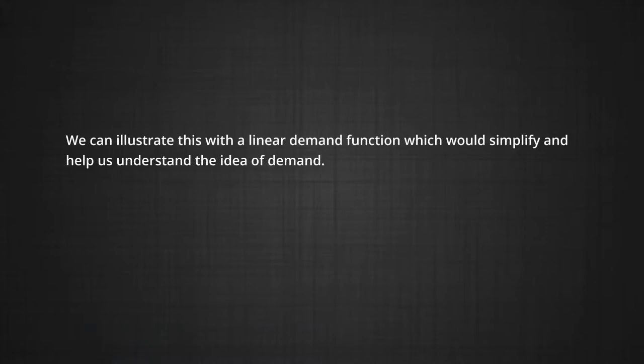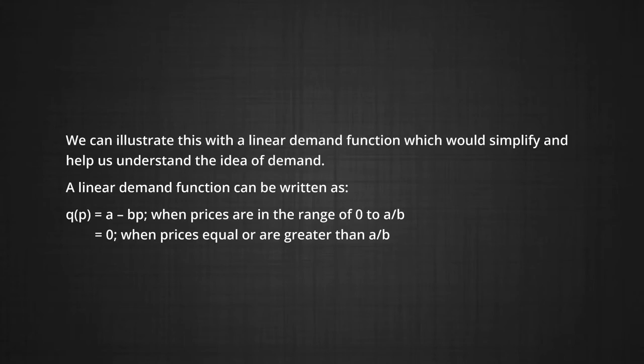The law of demand states that usually a consumer's demand for a good is inversely related to the price of the good. We can illustrate this with a linear demand function, which would simplify and help us understand the idea of demand. A linear demand function can be written as Q(P) equals A minus BP when prices are in the range of 0 to A divided by B, and equals 0 when prices are equal to or greater than A divided by B. Here, Q(P) denotes demand of a commodity as a function of the price of the commodity.